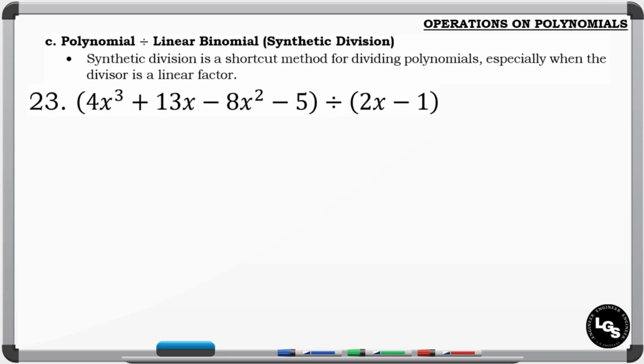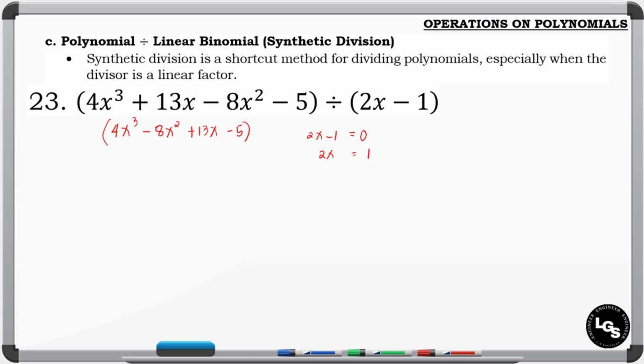So next example, and the last example for the synthetic division. So again, let's rewrite the dividend by writing first the term with the highest degree. So that is 4x cubed minus 8x squared plus 13x minus 5. Then our divisor root, that is 2x minus 1 equal to 0. So let's transpose the negative 1. It will become positive 1.